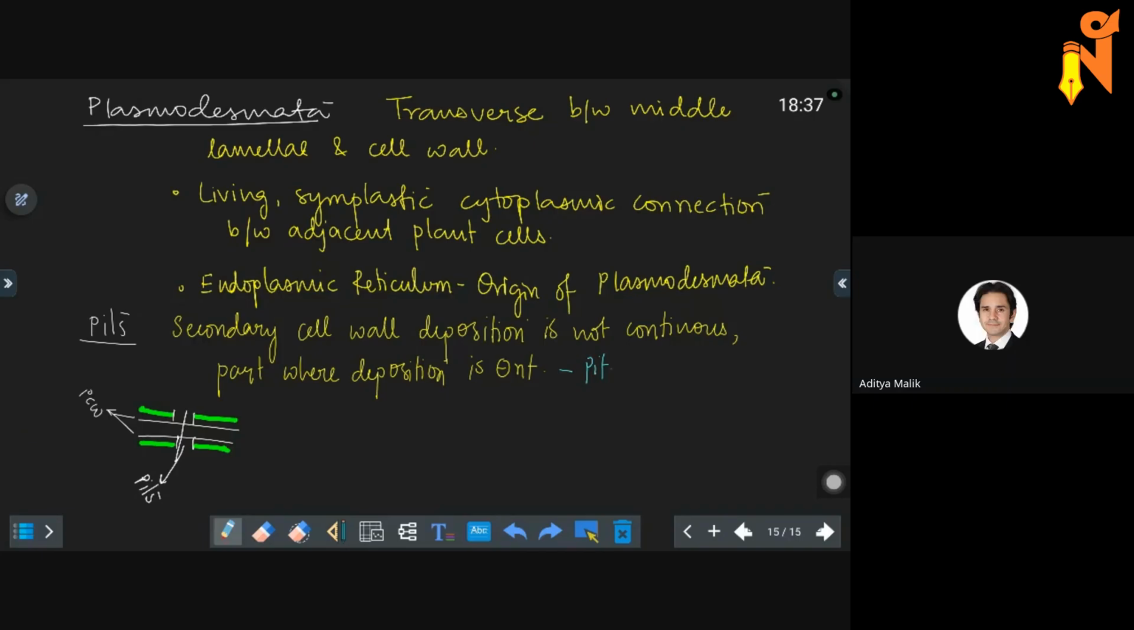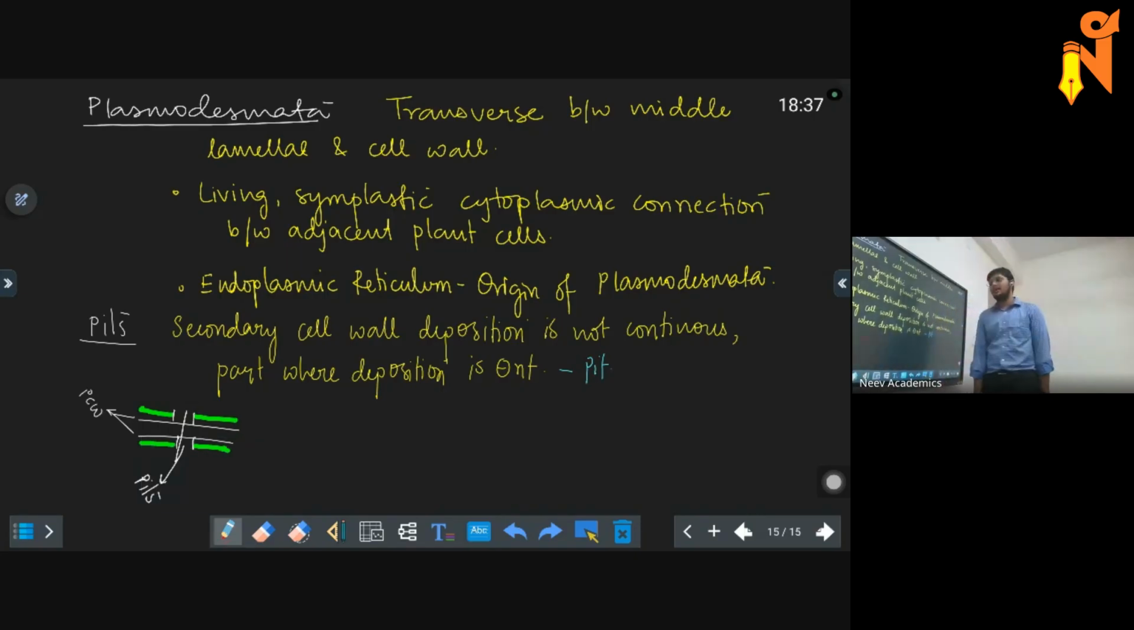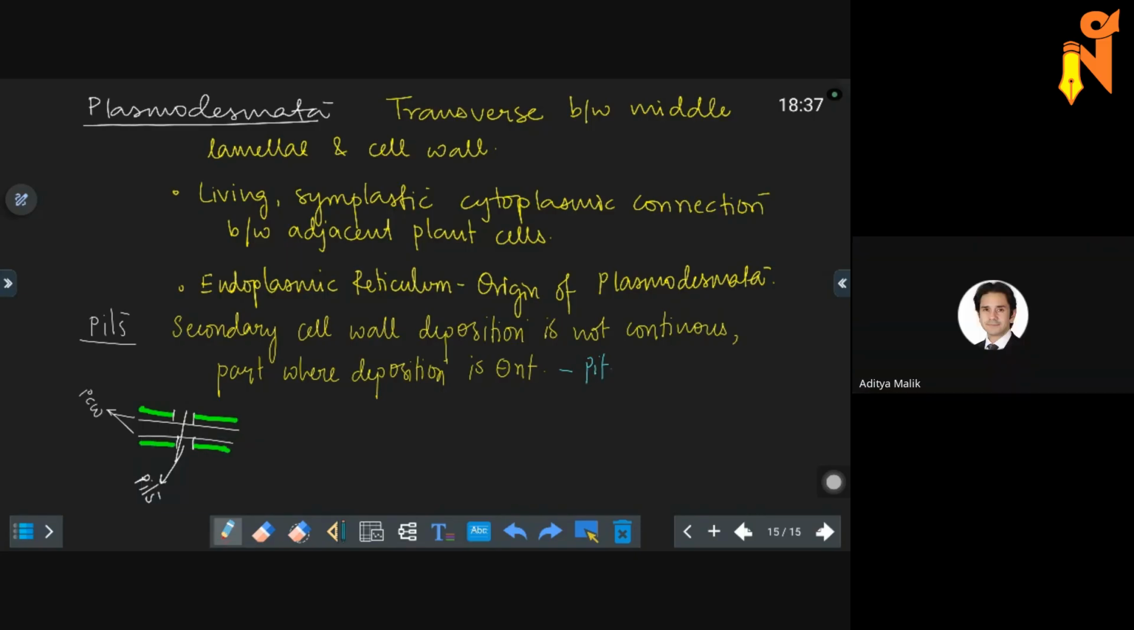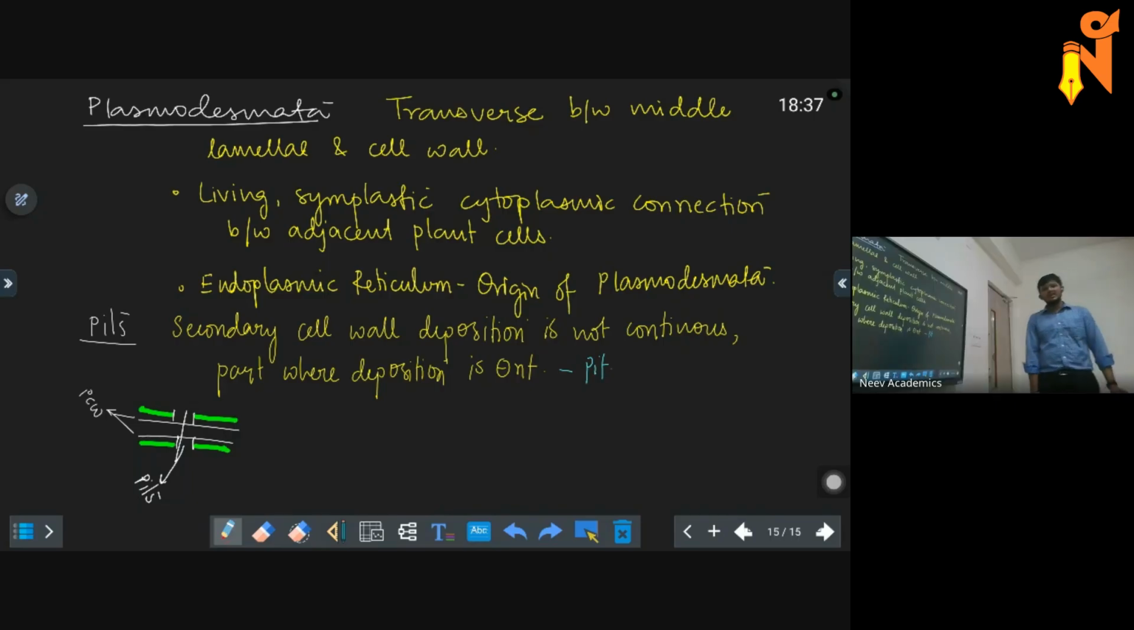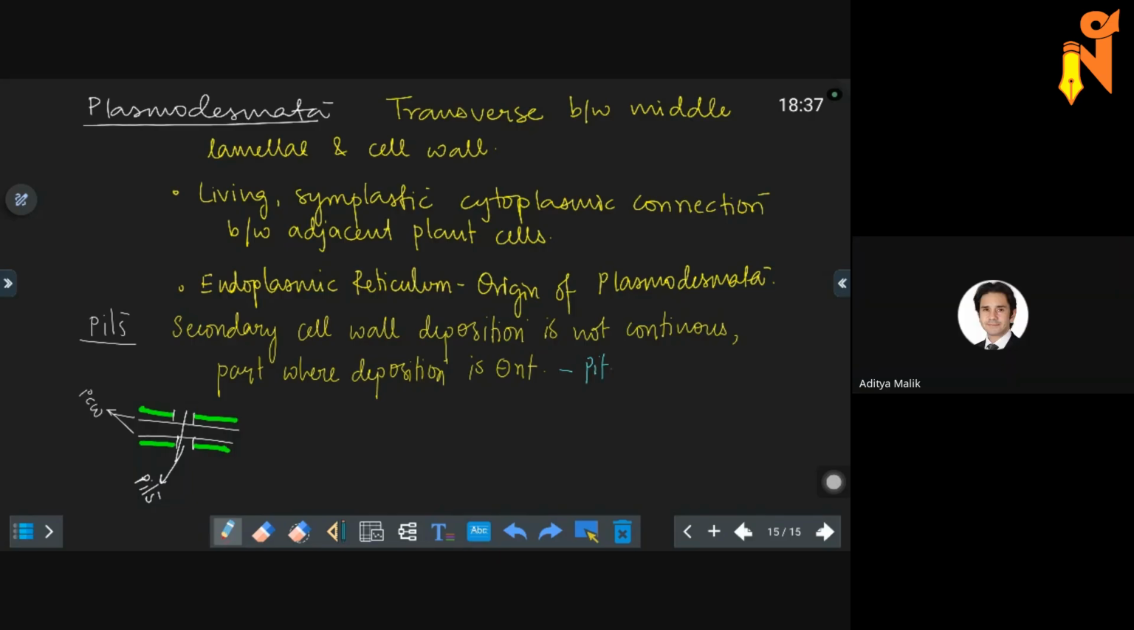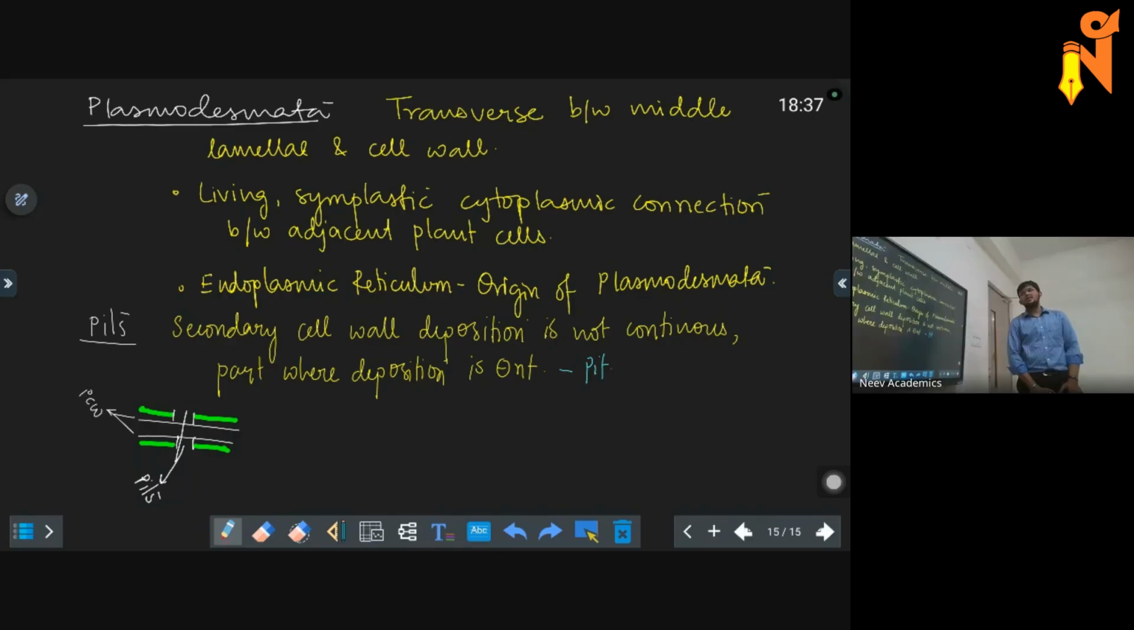Secondary cell wall deposition is not continuous. It will be absent somewhere. And it will be absent where the plasmodesmata is, right? No, plasmodesmata is not related to pits. Pits are different. Plasmodesmata are different. Pits or pills? Pits. It is P-I-T-S. Pits. Done.